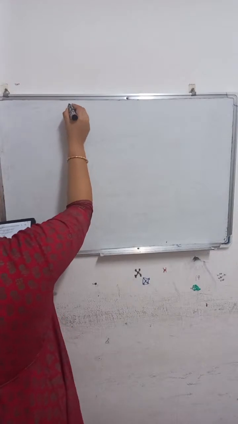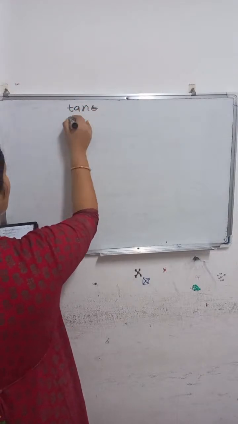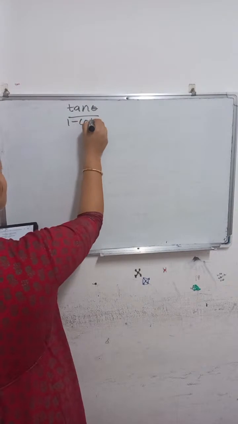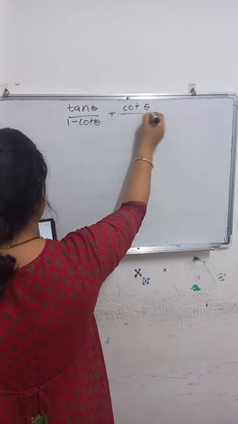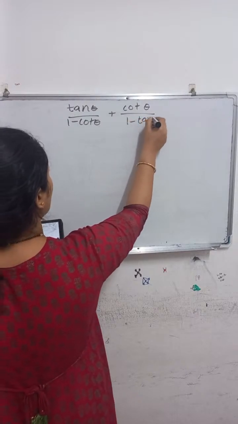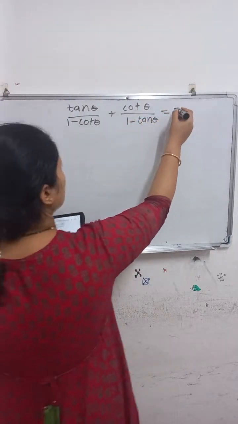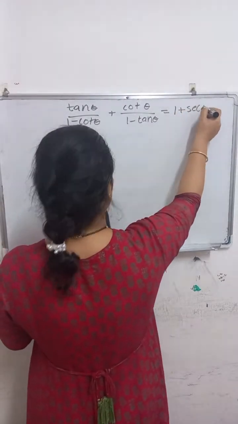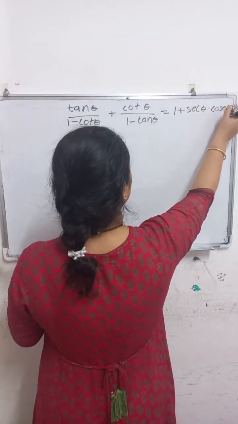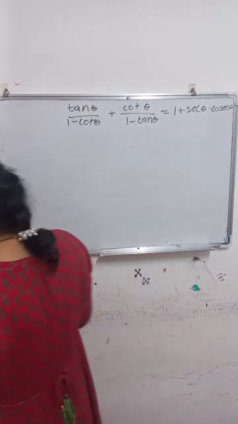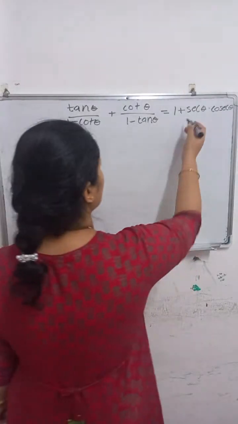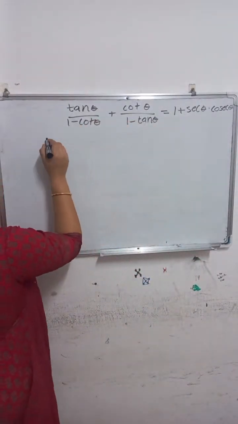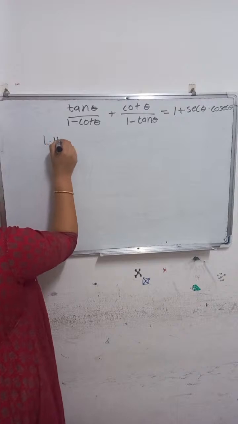Okay, so the next question they are asking, prove that tan theta upon 1 minus cot theta plus cot theta divided by 1 minus tan theta is equal to 1 plus sec theta into cosec theta. This we have to prove. If we take the RHS part, we cannot perform any work. So we can write the LHS first.